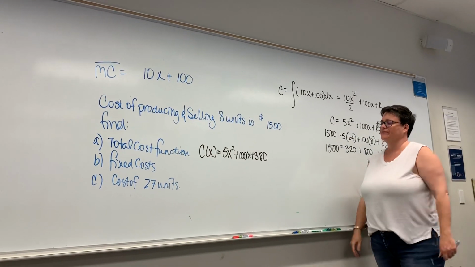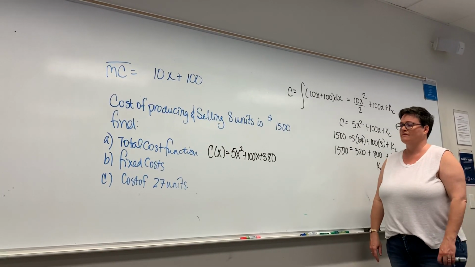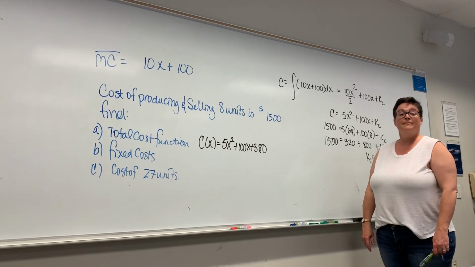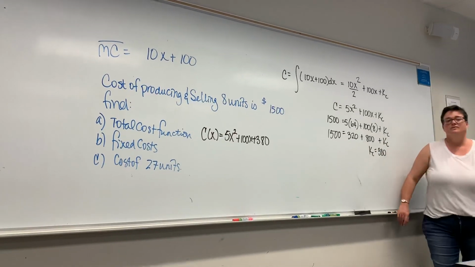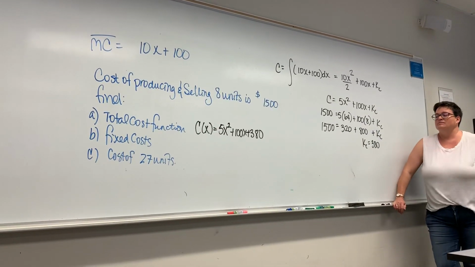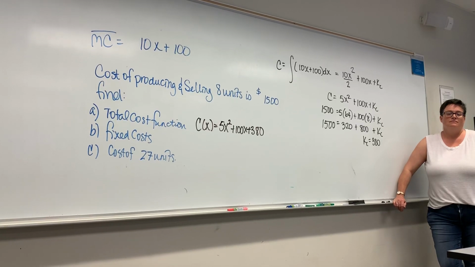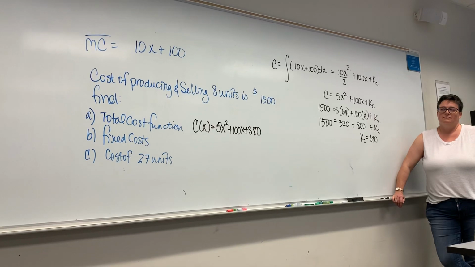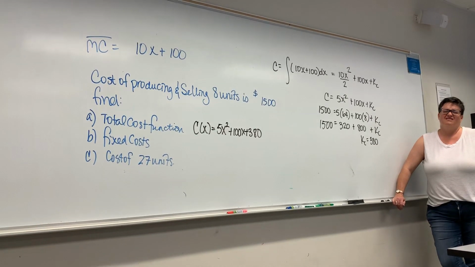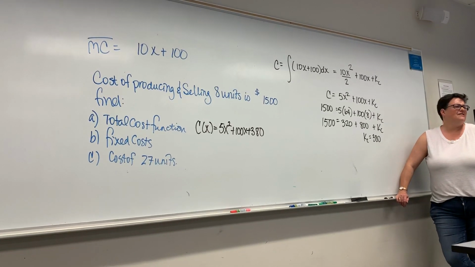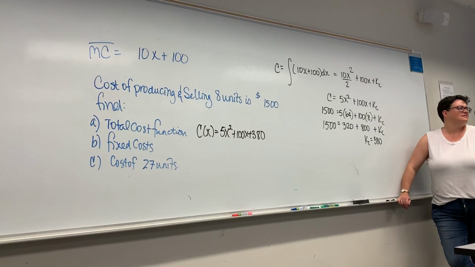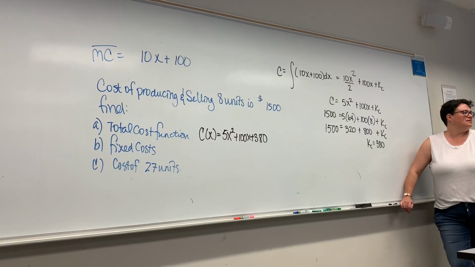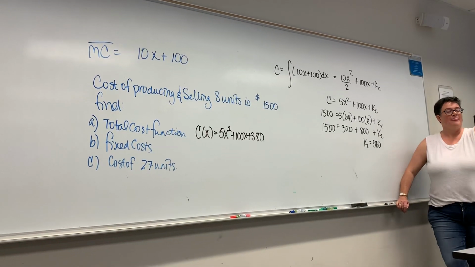The fixed costs are 380. But what did you do to get that? I had to plug in the 8 units that were given, and then I solved for k sub c. How do you get fixed costs, guys? X equals 0. Thank you.